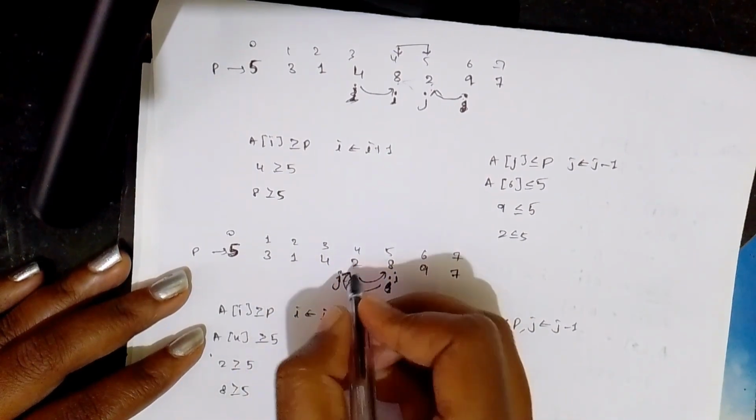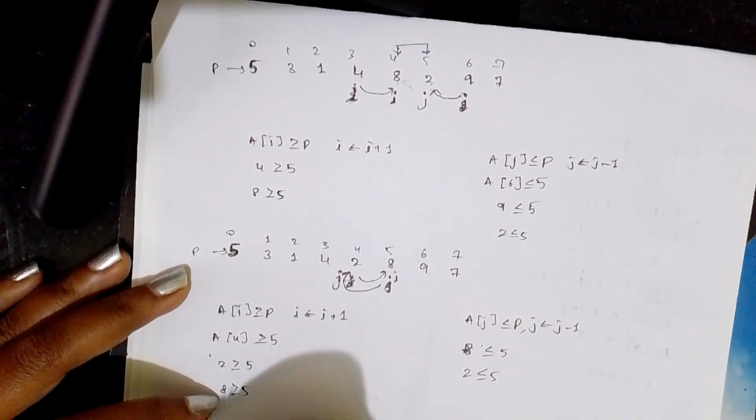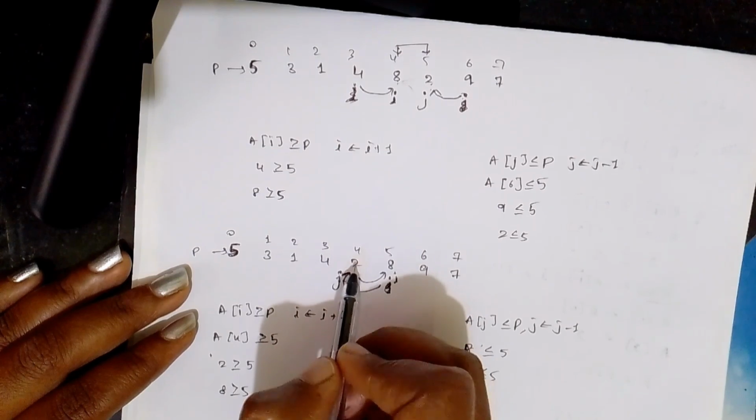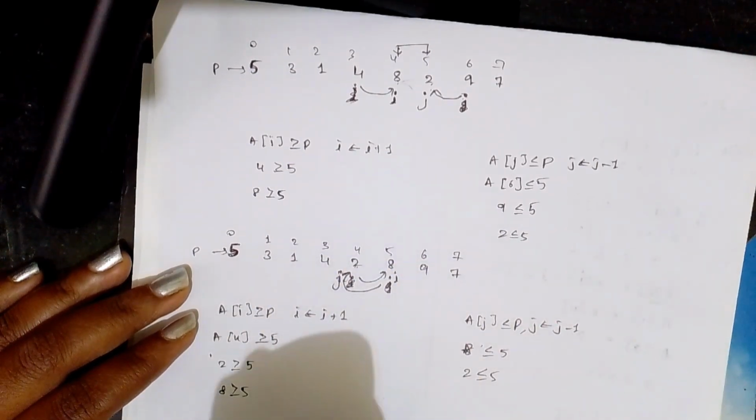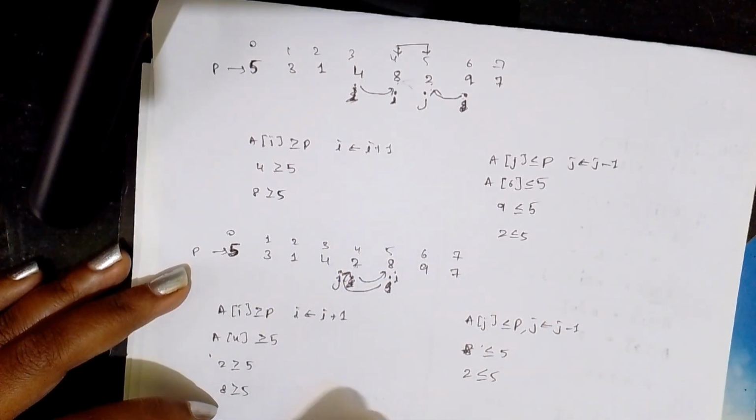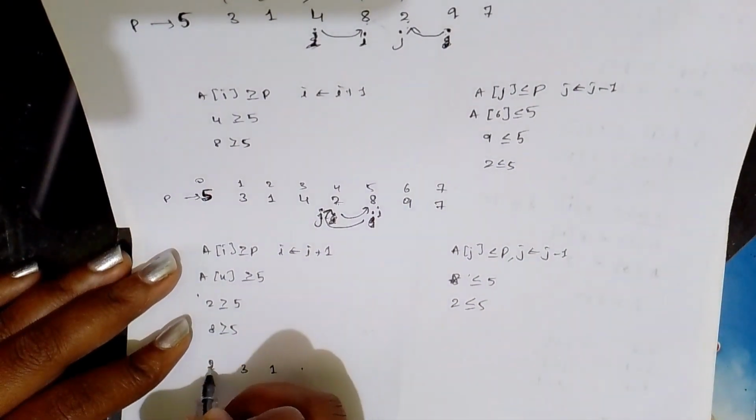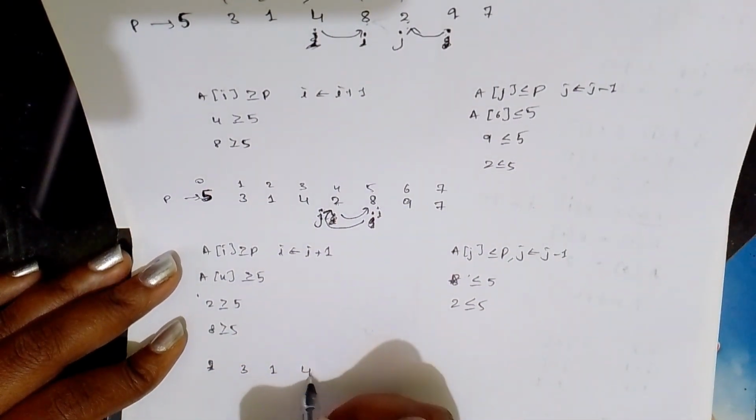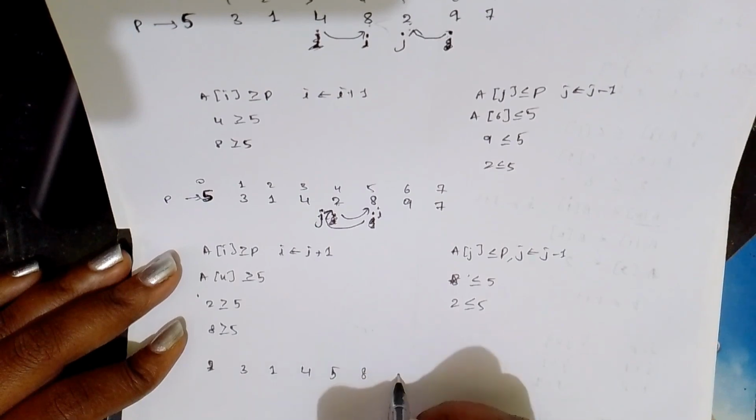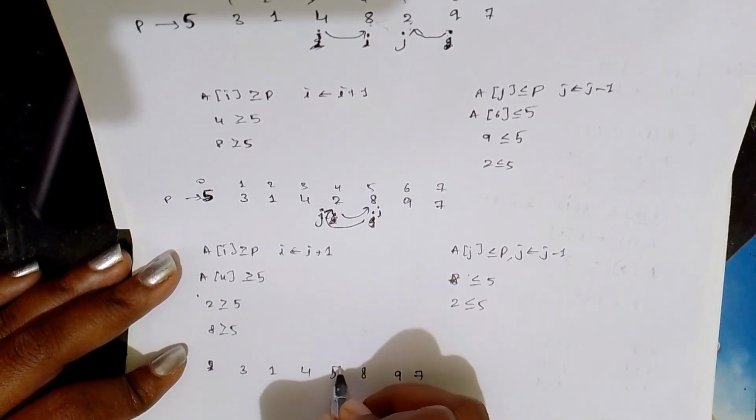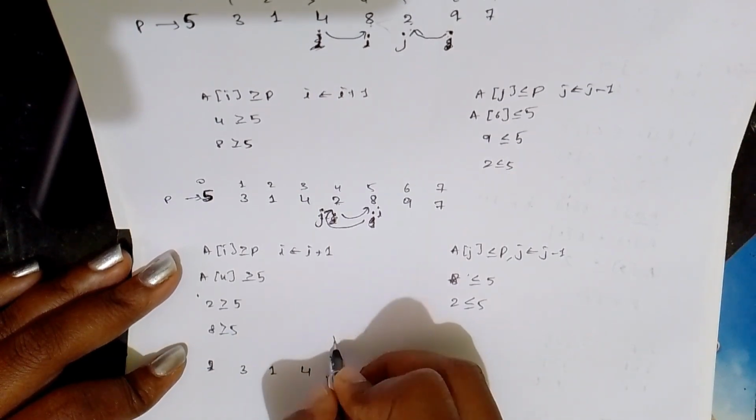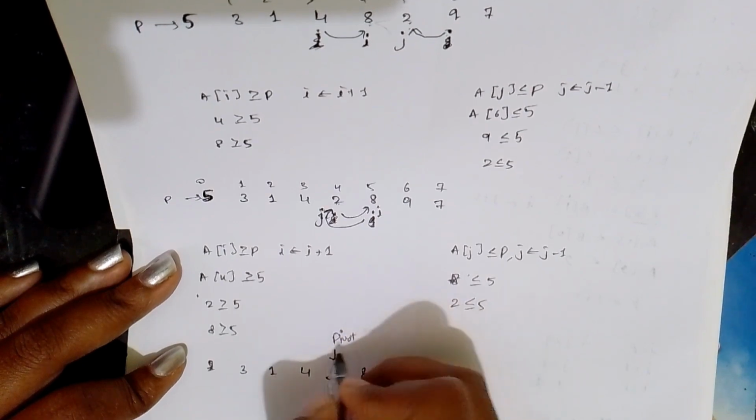Okay, now after swapping, at the place of 5, 2 will come, and at the place of 2, 5 will go there, right? Okay, 2 3 1 4, here is 5, 8 9 7. Now our pivot element is at the middle. It has got its position.